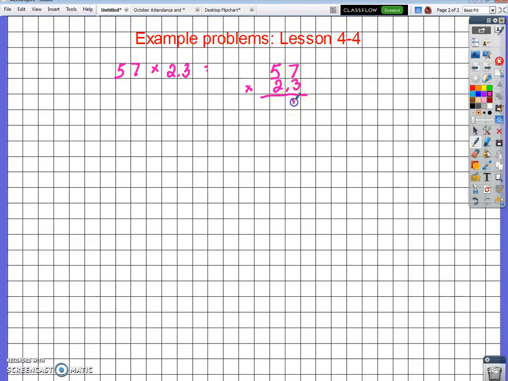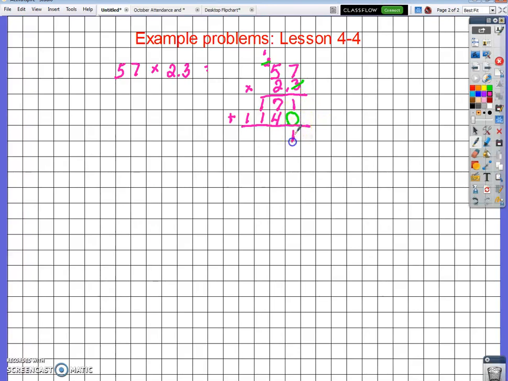So 3 times 7 is 21, 3 times 5 is 15, plus 2 is 17. I am all done with my ones place. I need to annex a 0. I'm going to go ahead and cross that out. You guys can erase the carryovers if you want to. And I move over to my tens place. So 2 times 7 is 14. 2 times 5 is 10. Plus 1 is 11. I now have my two partial products, and I want to add them together.